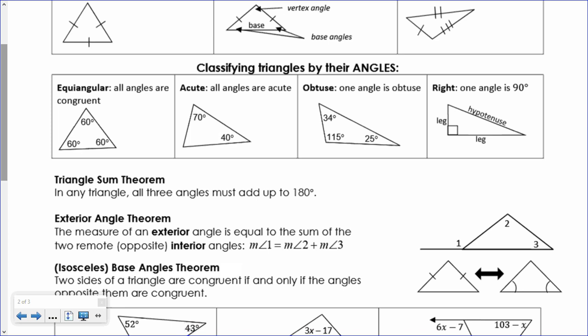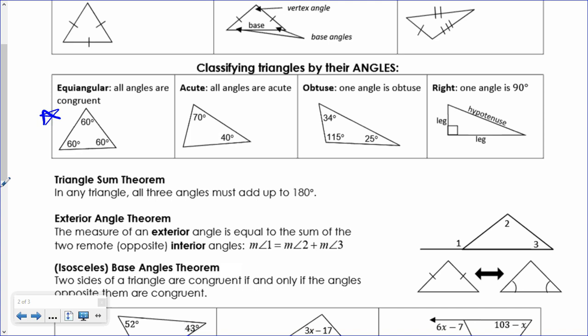All right, you have probably never heard of this one, or who has heard of equiangular? You have equilateral for the sides, you have equiangular for the angles. If all the angles are the same, you call that equiangular. I want you to put a star next to this one, because this is actually a very important rule.